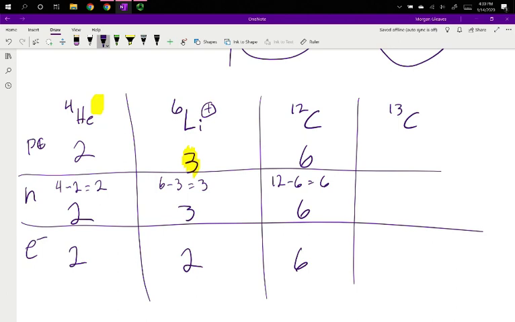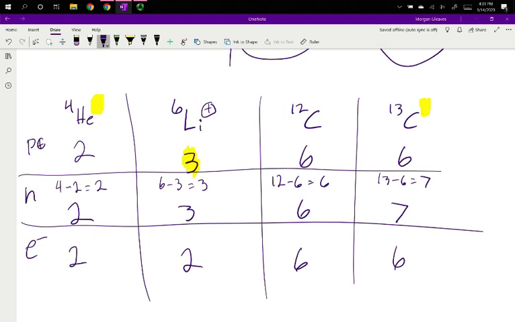If I go to carbon 13, however, well, it's still carbon. It is still only 6 protons. That is what makes it carbon. Well, 13 minus 6 leaves me with 7 left over, so I must have 7 neutrons. So carbon 13 has 1 more neutron than carbon 12 did. In terms of electrons, though, I'm still without charge. It was empty. So I must have just as many electrons as protons.